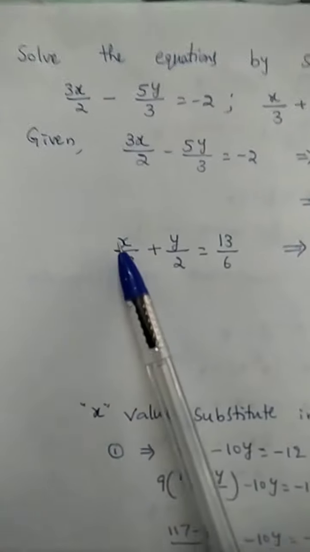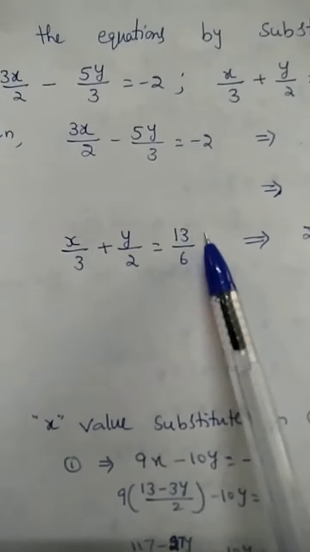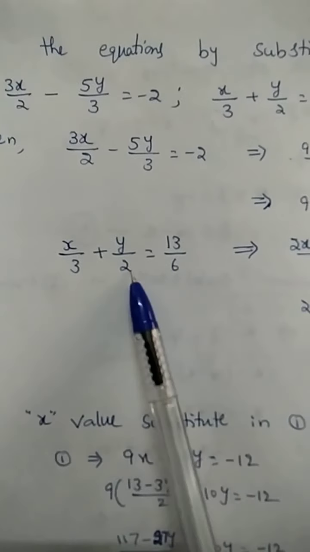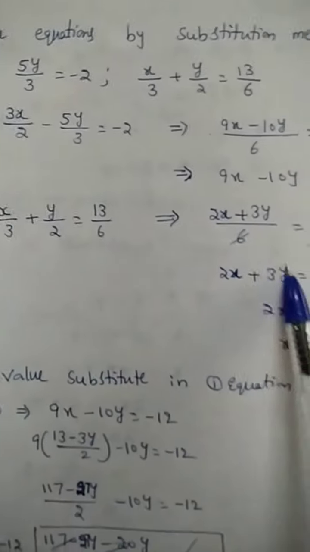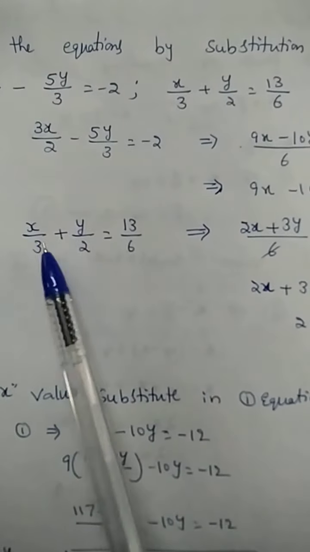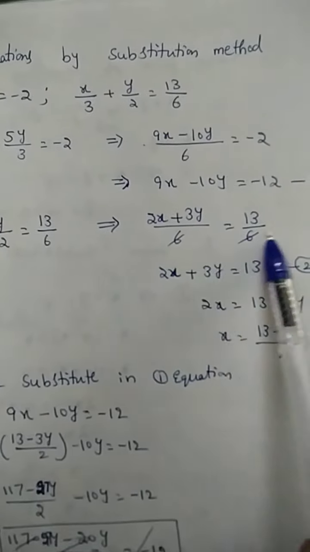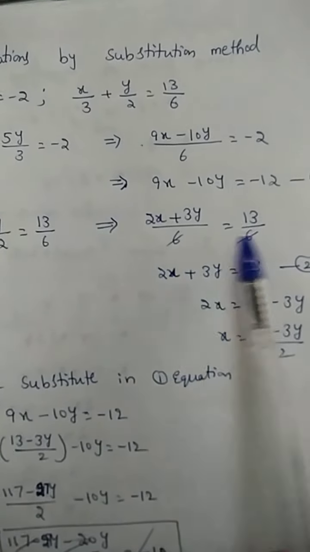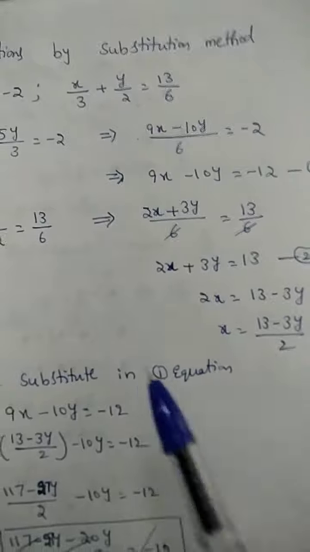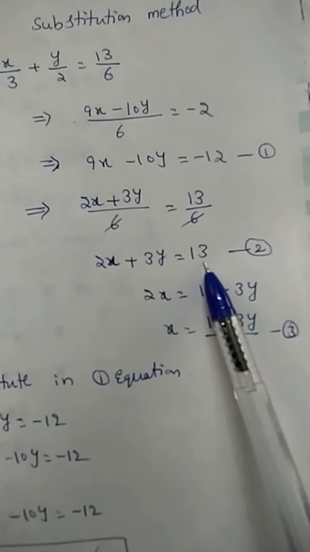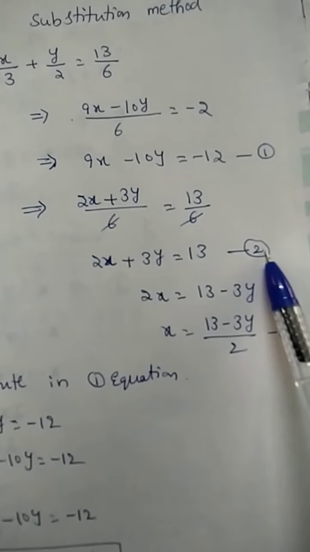Now, x by 3 plus y by 2 is equal to 13 by 6. The LCM for these fractions is 6. Then it is 2x, and it is 3y: 2x plus 3y is equal to 13 by 6. Both denominators are 6 on the LHS and RHS, so they can be simplified. Then 2x plus 3y is equal to 13. This is the second equation.